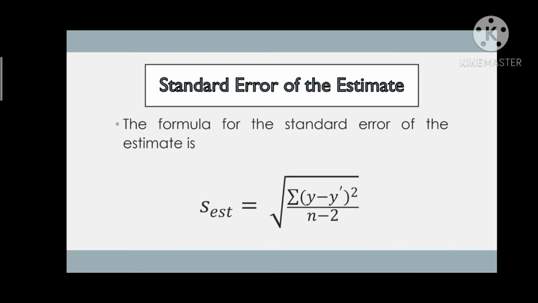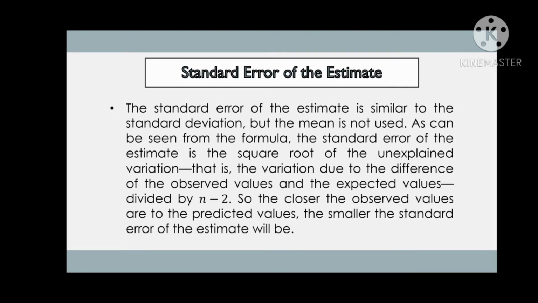To solve for standard error of the estimate, let's use this formula. S sub EST is equal to the square root of the summation of y minus y prime squared, all over n minus 2. The standard error of the estimate is similar to the standard deviation, but the mean is not used.